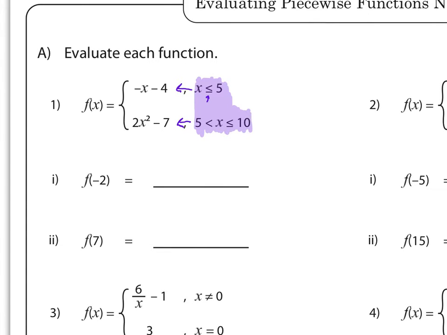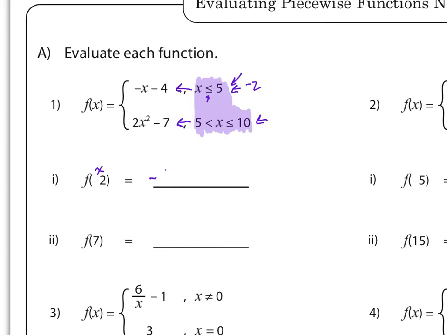So all I'm going to do is look at my x value. So my x value for this is -2. So where does -2 fall in my domain? Is -2 less than 5, or is -2 between 5 and 10? Well, -2 of course is in here, so what I'm going to do is wherever there's an x in my equation, I'm going to put -2.